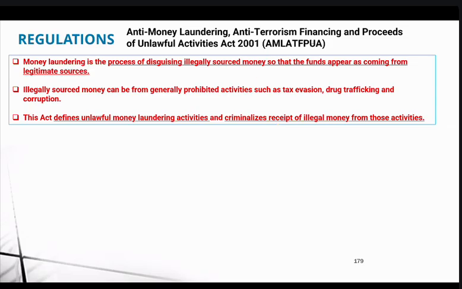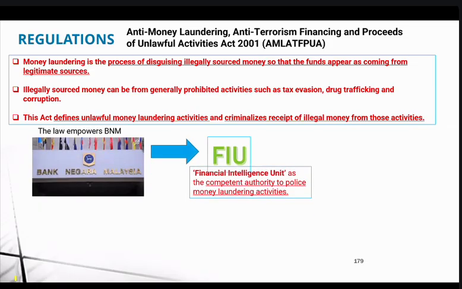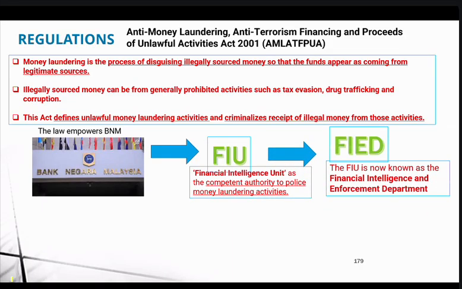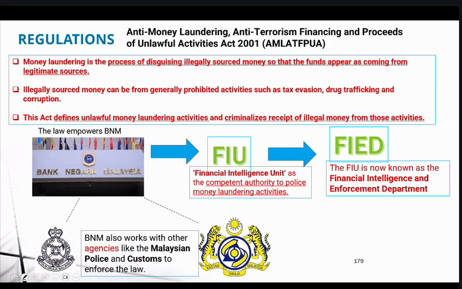Next one here is money laundering. Money laundering is the process of disguising illegally sourced money so that the funds appear as coming from legitimate sources. And remember, the department that looks after it is who? FIED. The old name used to be FIU. Now it's under FIED. They'll work with the Malaysian Police and Customs to enforce the law.